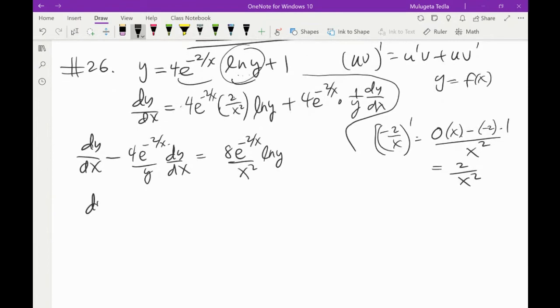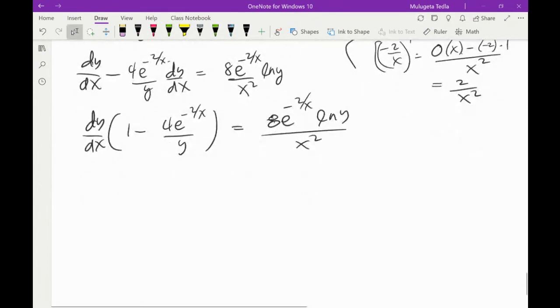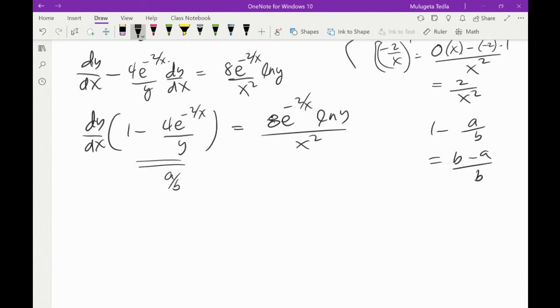Okay, so dy by dx is common. So I have 1 minus 4 e to the minus 2 over x over y equal to 8 e to the minus 2 over x ln y over x squared. Then I want to make this as one fraction, a over b. You know, 1 minus a over b is simply b minus a over b, isn't it? You just do this minus this divided by this.